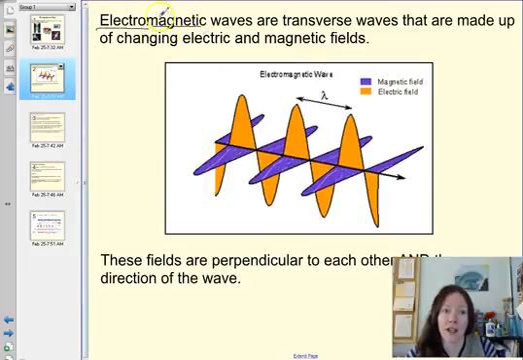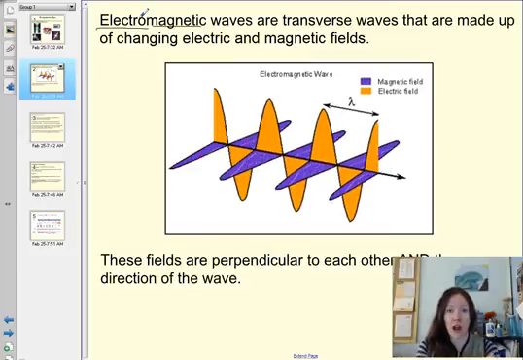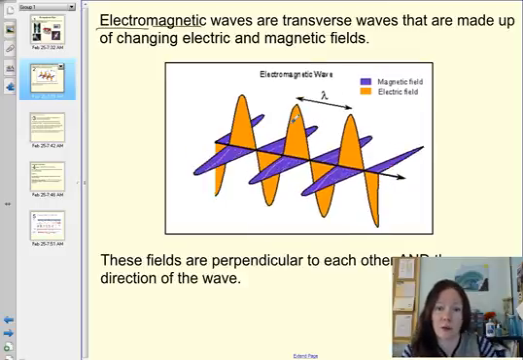So electric and magnetic. And electromagnetic waves are transverse waves that are made up of two fields, an electric field and a magnetic field, that are oscillating and moving together. They actually move kind of like this animation is showing. They move perpendicular to each other. So if one is up and down like this, the other one is perpendicular to it like this. And it's also perpendicular to the direction of the energy itself.